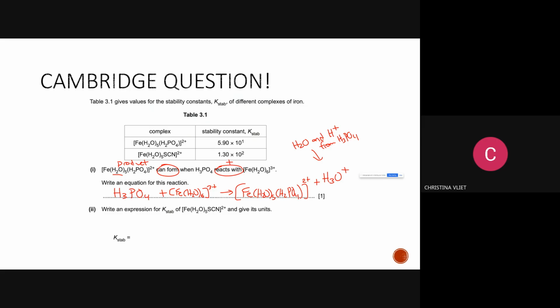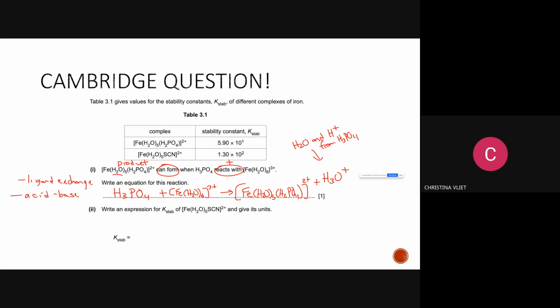Which means this is both a ligand exchange reaction, and what else could we say it is? It's ligand exchange, but we could also say that it's acid-base. They could refer to this as an acid-base reaction, where H3PO4 is your acid, and this is your conjugate base.